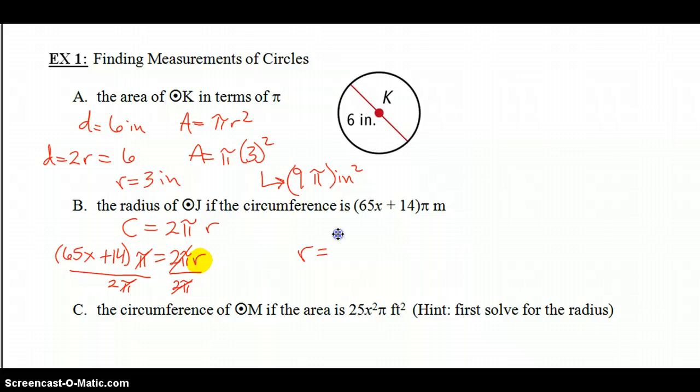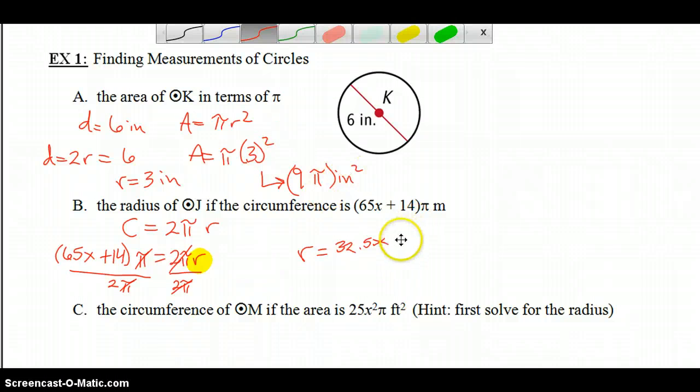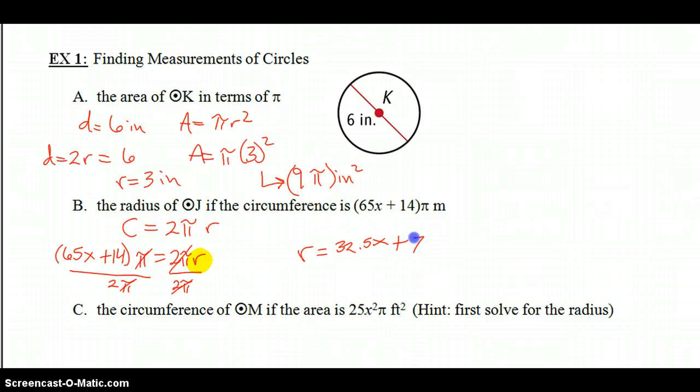65x divided by 2 is 32.5x. And 14 divided by 2 is 7. Let me write that a little more clearly. Okay, so our radius works out to be 32.5x plus 7 meters.